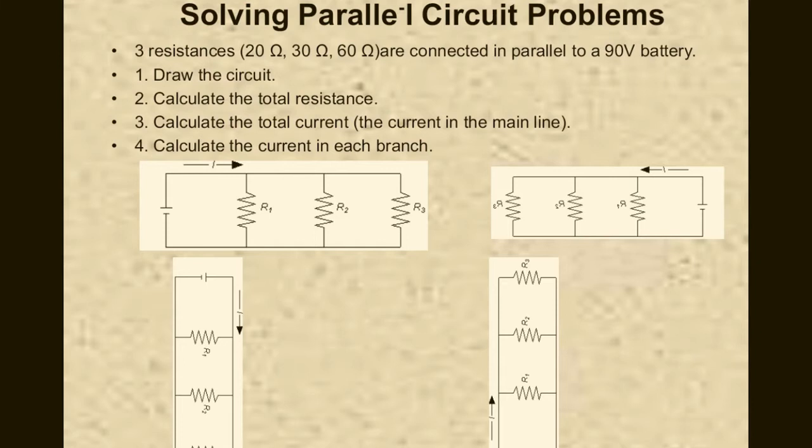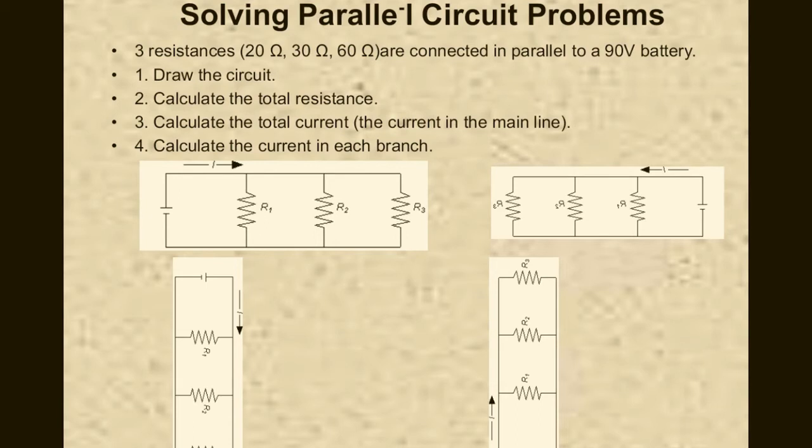All right, so solving parallel circuit problems. Now, the thing with parallel circuit problems is they could be drawn in any kind of way. It's not parallel because of their geometry. It's not about their shapes, but it's because each branch has its own direct power line. And you could have any of these four depicting the same exact thing.